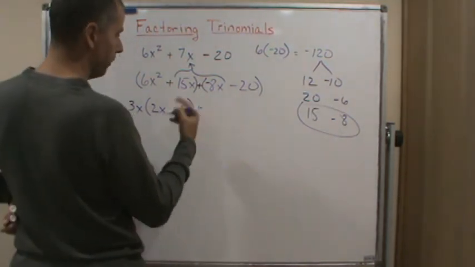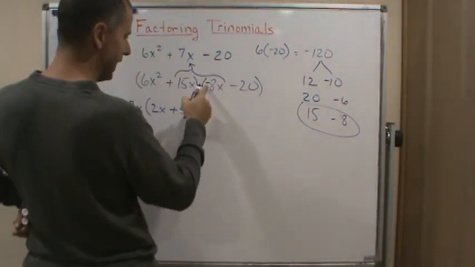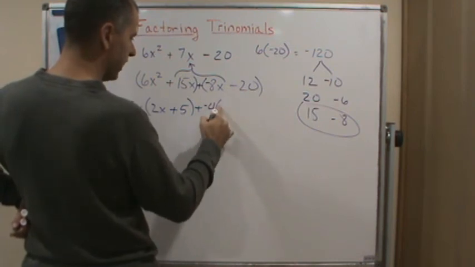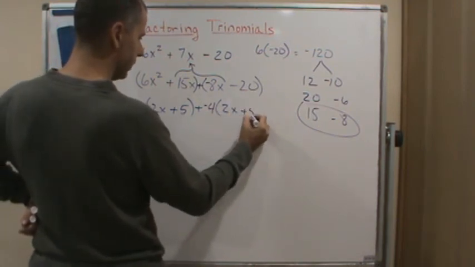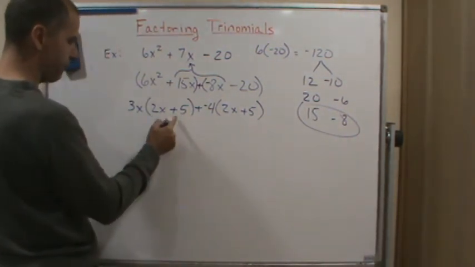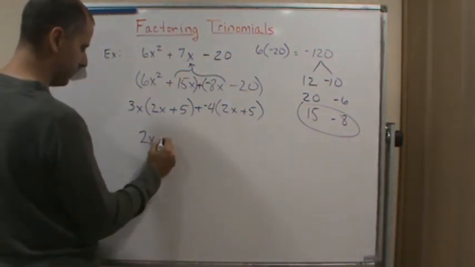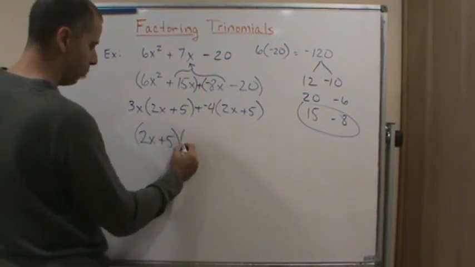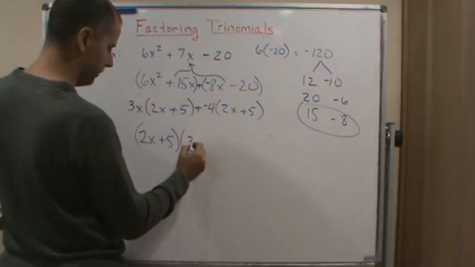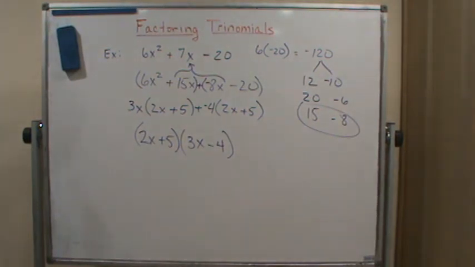Now, what will magically happen is I should get a 2x plus 5 here. So I'm going to factor out a negative 4, which will leave behind 2x plus 5. Now I've got a common factor here and here, so I'm going to factor out this common factor. What does that leave behind? It leaves behind 3x minus 4. And I'm done. There it is.